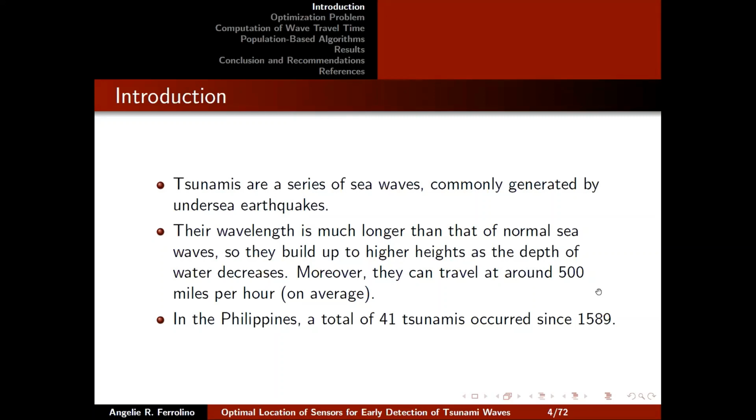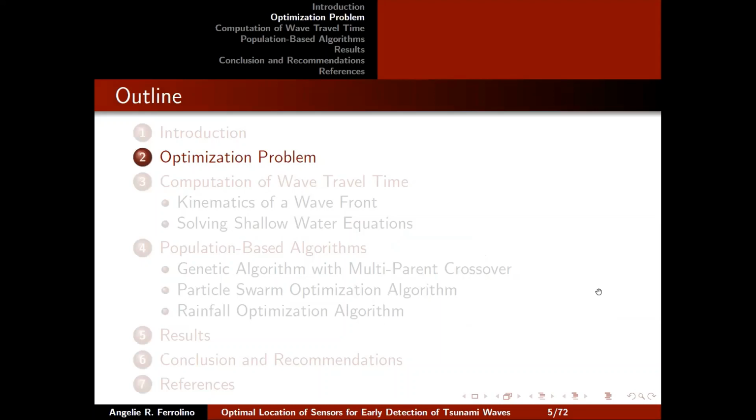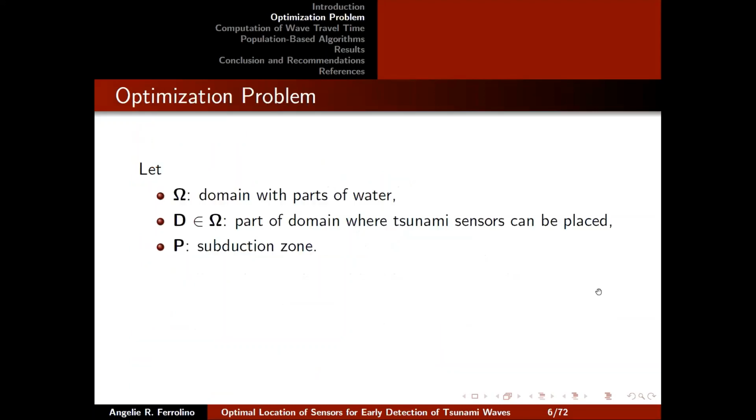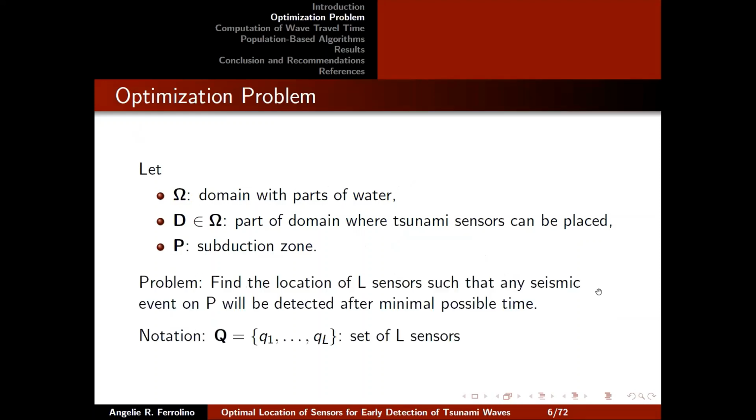So, in this research, our goal is to provide early tsunami warnings so that people can have time to prepare and evacuate if needed. One way of doing so is by determining the optimal location of tsunami sensors that can minimize the tsunami detection time. So we have the optimization problem as this. First, we let omega be a domain with parts of water, D be a part of the domain where the tsunami sensors can be placed, and P be the subduction zone. Our problem is to find the location of L sensors such that any seismic event on P will be detected after minimal possible time. As a notation, we let big Q be the set of L sensors.